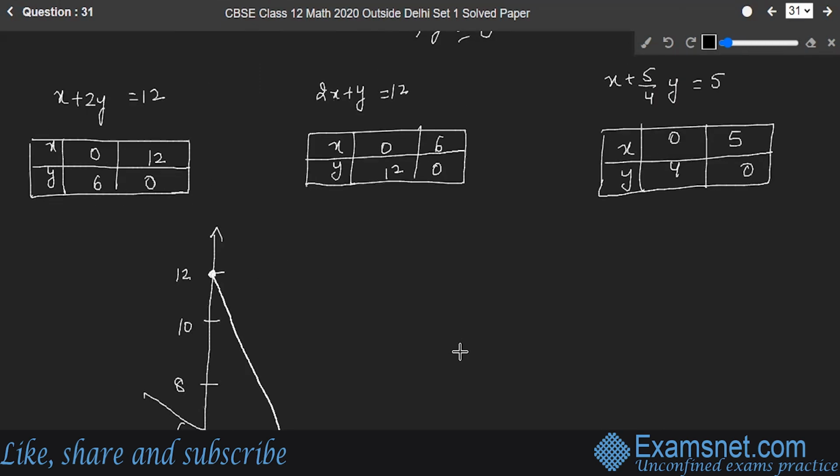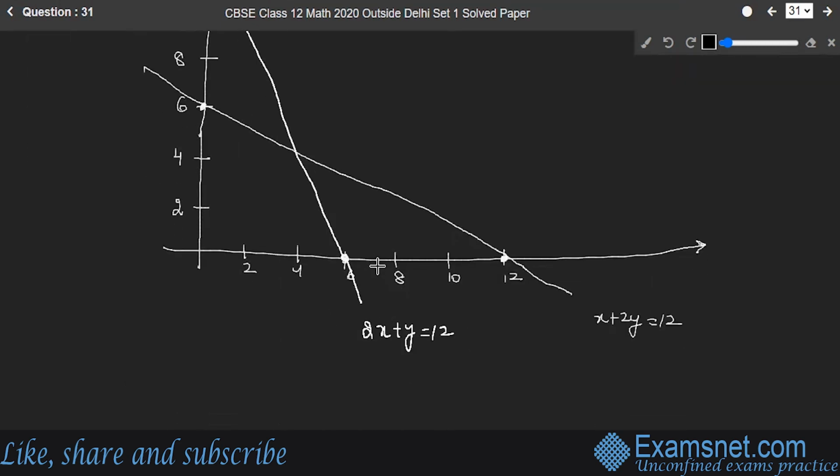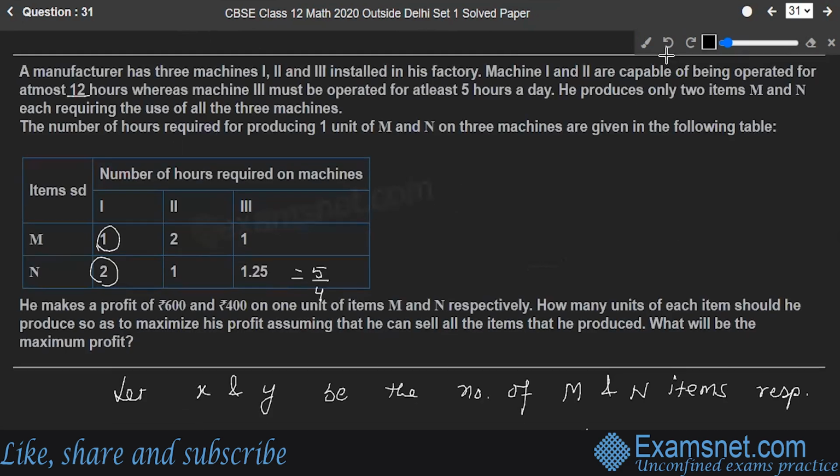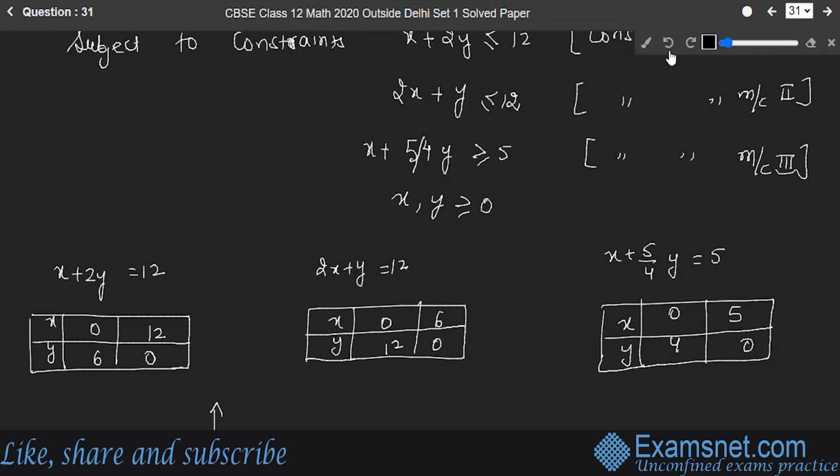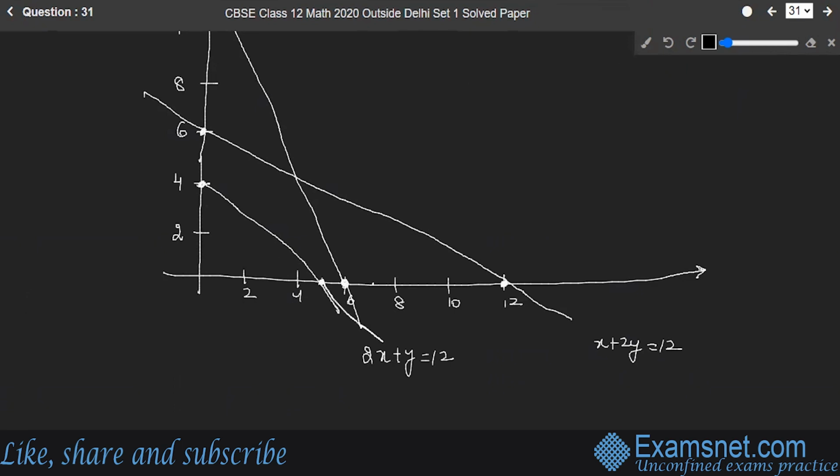Now let's make the third line. 0, 4 and 5, 0. So here is the 5, 0 point and 0, 4. It is at this point, right? So this is the line again. This line will go somewhere like this. Okay, this is the line x plus 5 by 4y is equal to 5. Right. Okay, fine. Now let's find out the point of intersection.